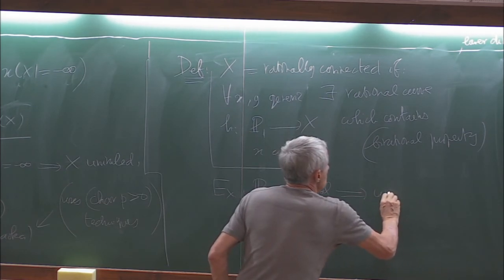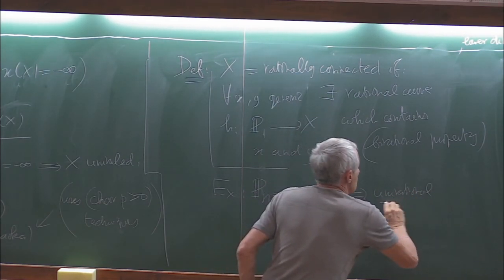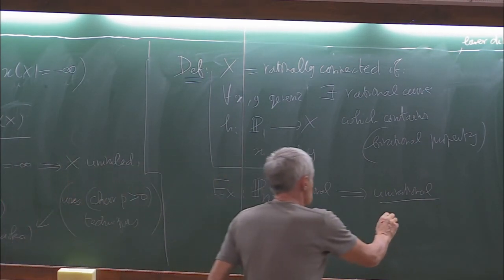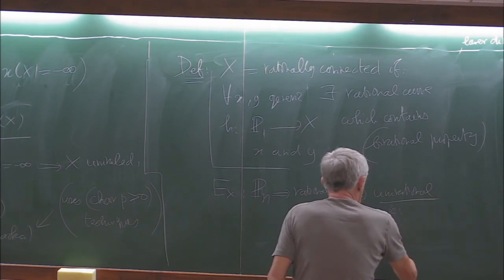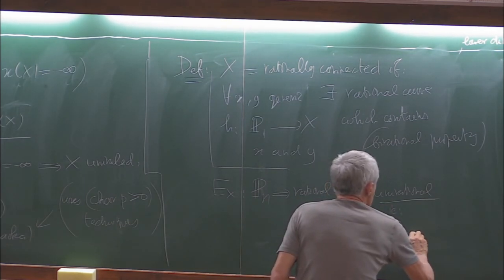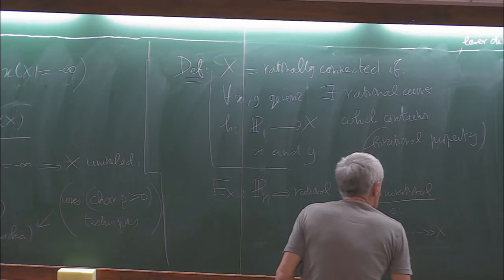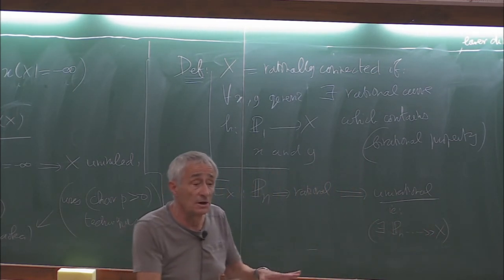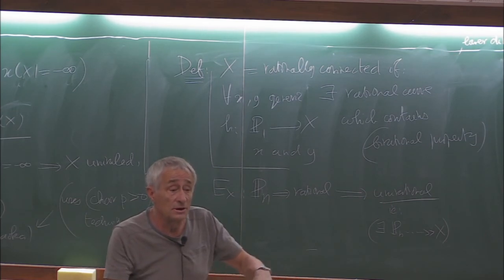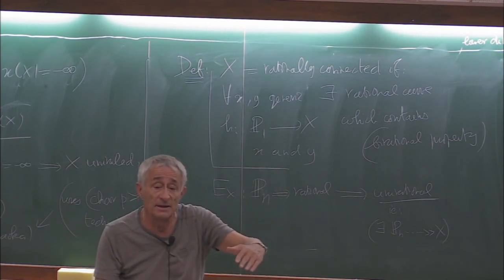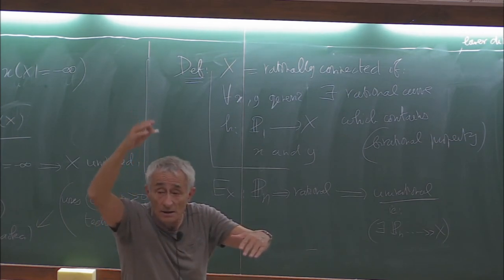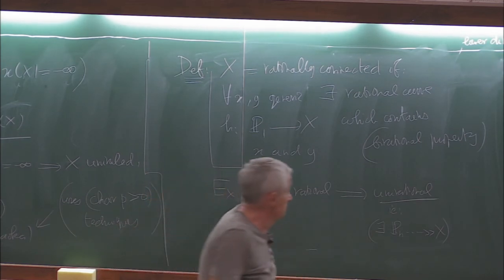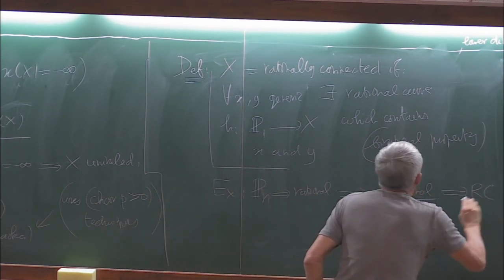rational implies unirational. Unirational, maybe I give a definition. It asks that there exists a dominant map from Pn to X, and this is generically finite, for example. So rational means birational to Pn. Unirational means dominated rationally by Pn, but the degree might be larger than one. And so this is a larger class, which is absolutely not understood. And this implies now rationally connected.